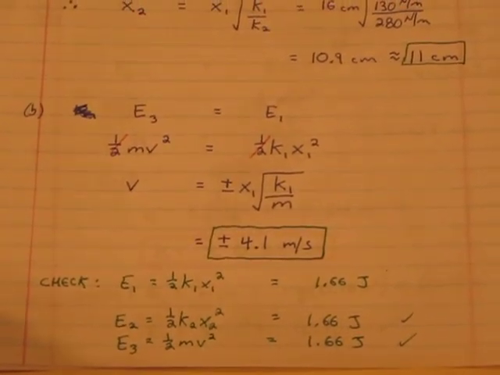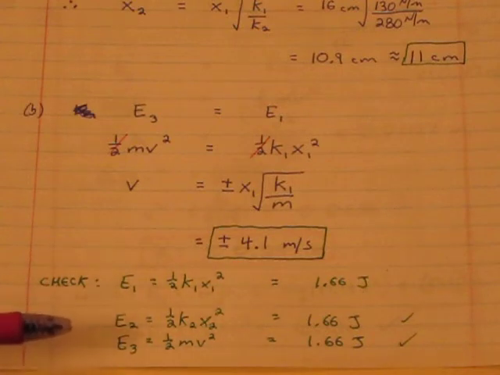Here's a good check to make sure we did everything right. Down at the bottom of the screen, the amount of energy at any one of these states is a quantifiable amount, and it should be the same throughout. So if we take what we know, the energy at 1 is 1/2 k1x1 squared, we can plug in those numbers and get 1.66 joules. We should be able to take the answers that we got from the problem, such as E2 is 1/2 k2x2 squared, or E3 is 1/2 mv squared, and plug those answers in. They should come out to 1.66 joules, showing that energy is conserved.